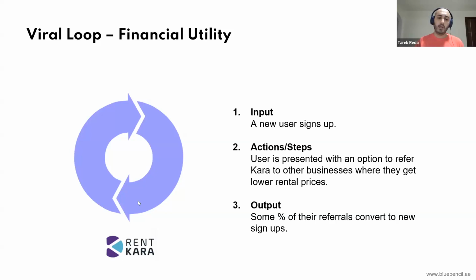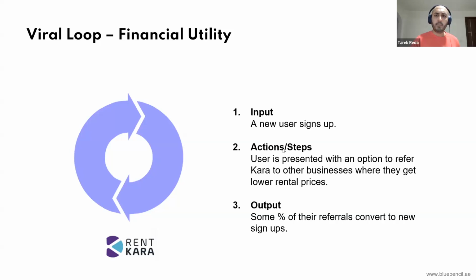So in this case, if we look at Rent Cara, a new user signs up, and the user is presented with an option to refer Cara to other businesses where they also get lower rental prices. So here we're renting company equipment. So when I refer another business, another SMB, I get, let's say, lower rates. Just as an example, again, these are all hypotheticals. So the output here is the percentage of the referrals that convert to new signups, and then they would do the same thing.